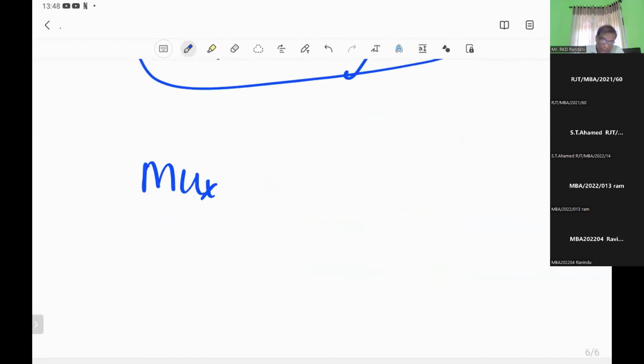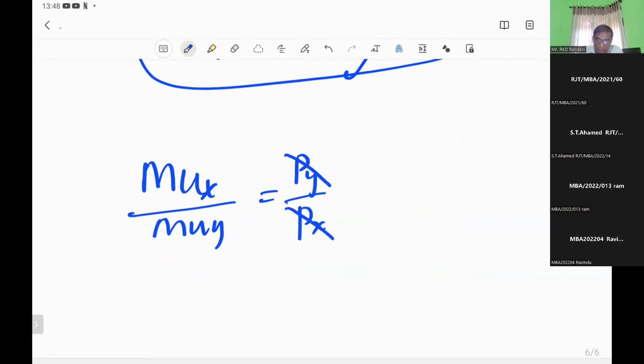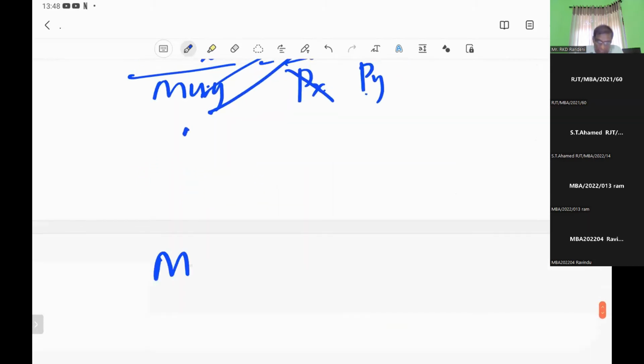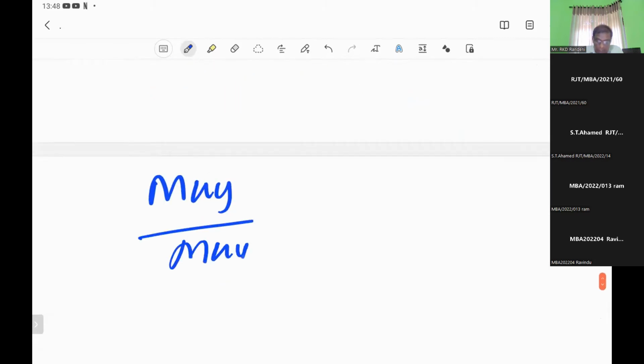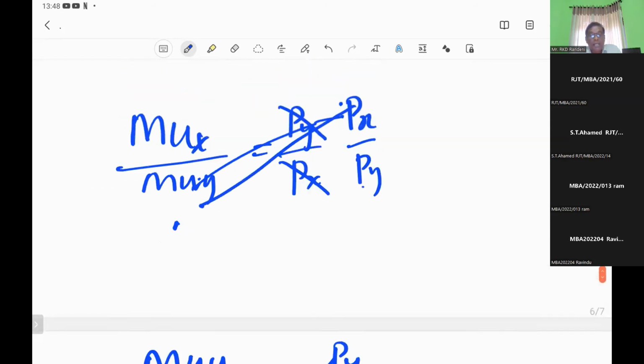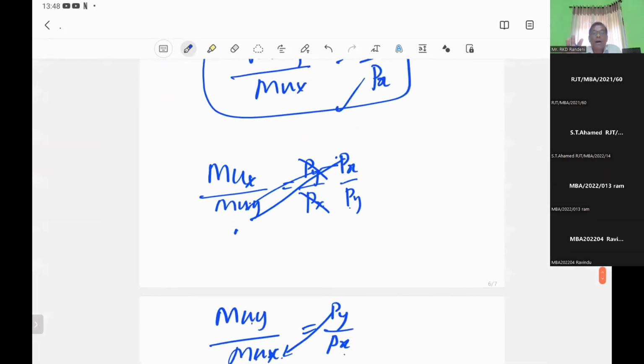You can write this way, MUX divided by MUY. Then now assume that here PY divided by PX is wrong. Here PX divided by PY. Then cross multiply, MUX divided by PX, MUY divided by PY. Right? This is also correct. MUY divided by MUX, then here PY divided by PX. Then cross multiply, MUY divided by PY, MUX divided by PX. Remember that when you are doing the calculation part, that is very important.